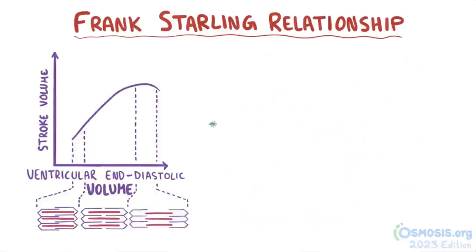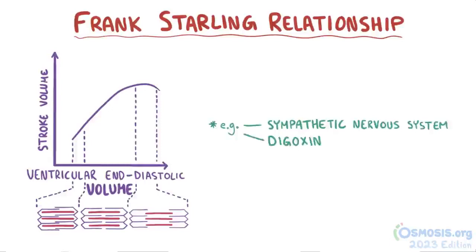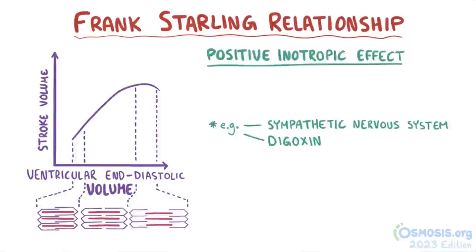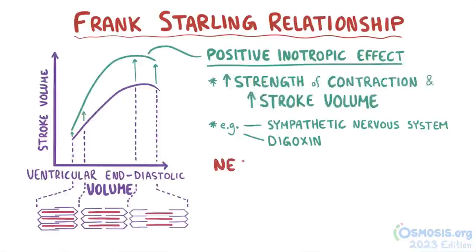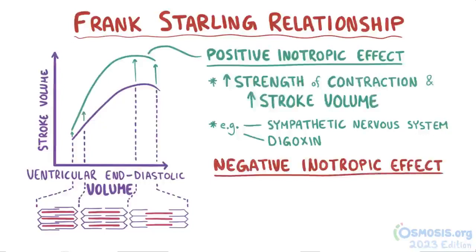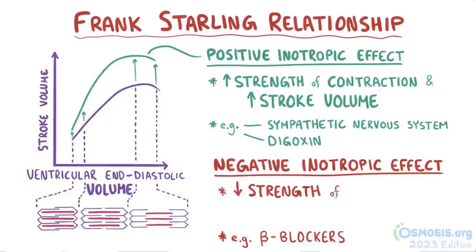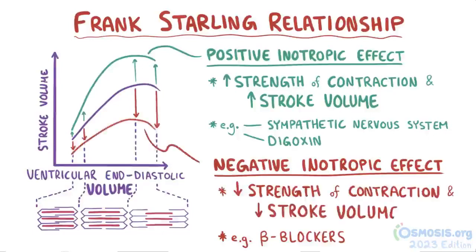Some of these signals, like stimulation from the sympathetic nervous system or the medication digoxin, can have a positive inotropic effect on the heart. This means that at a given end diastolic volume, they increase the strength of contraction, moving the curve upwards and increasing the stroke volume. On the other hand, there are negative inotropic agents, like medications such as beta blockers, that decrease the strength of contraction, moving the curve downwards and decreasing stroke volume.